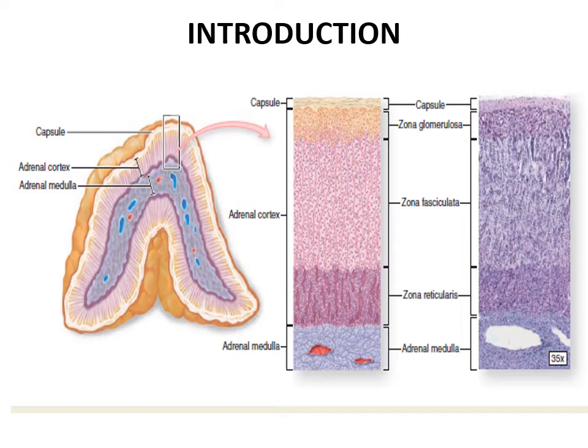Next zone is the middle zone, that is zona fasciculata. It occupies 65 to 80% of the cortex and consists of long cords of large polyhedral cells. These cells secrete glucocorticoids, especially cortisol, which affect carbohydrate metabolism by stimulating gluconeogenesis in many cells and glycogen synthesis in liver.